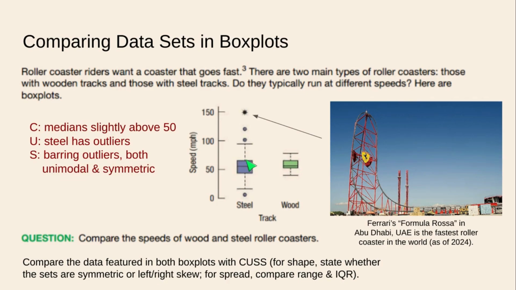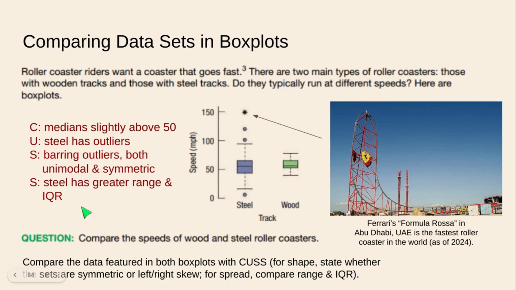50% of the data are gathered very close to the median. The middle 50% of the data are, again, gathered very close to the median, and 25% at the extremities stretch out a little further. All right, so both seem to be rather unimodal and symmetric, barring the outliers that we see in the steel roller coasters. All right, and now we're talking about the spread of the data.